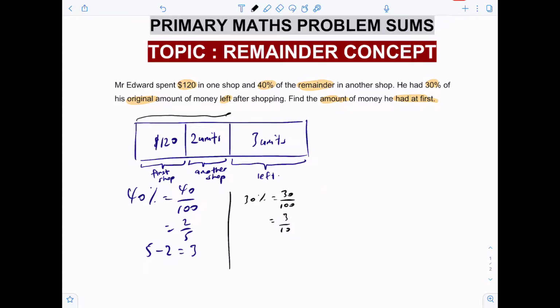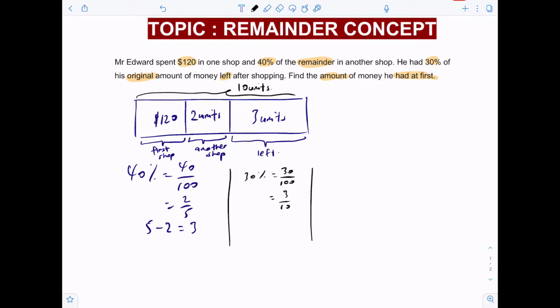So from start to end, it's going to be 10 units. So 10 minus 2 minus 3, that's 5 units. 5 units of money will be equal to $120. Then we proceed to find the original amount, which is 10 units. We can just times 2 on both sides. Final answer, $240.